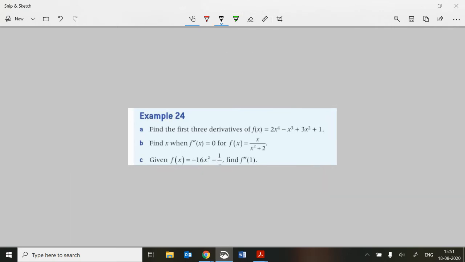Okay, now part C. Part C says given f of x is equal to this function here, and that was an x on the bottom, wasn't it? And so we're getting that.